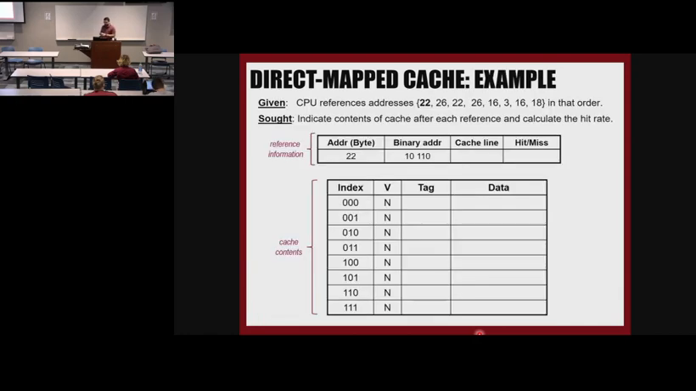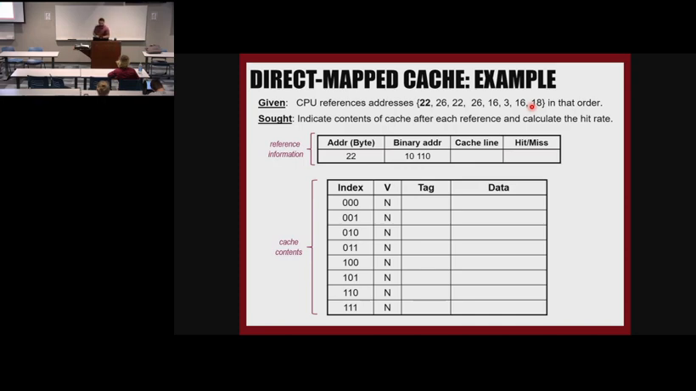So now let's have an example based on that simple cache that we just talked about. Okay. So this example has CPU reference addresses of 22, 26, 22, 26, 16, 3, 16, and 18. These are the memory reference addresses that we have in a program. We don't know what the code is, but let's say we have a program that wants to access these addresses. What we want to do is see the content of the cache and how it changes, if it's a direct map cache, and what the hit rate is.